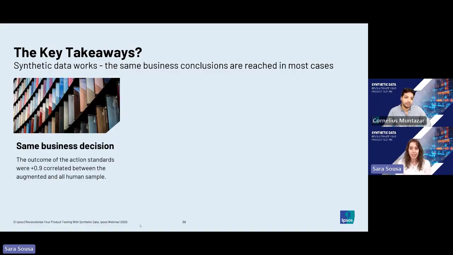Firstly, synthetic data works, and hopefully Cornelius was compelling enough to show you why we truly believe in this. It works because it delivers the same business conclusions. So even with synthetic data, you would be making the same decisions as compared to if you had done the full scope of only human samples. And this applies to same decisions in 95 of the cases.